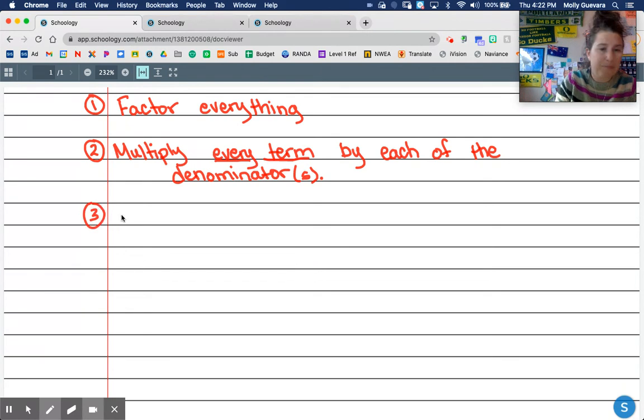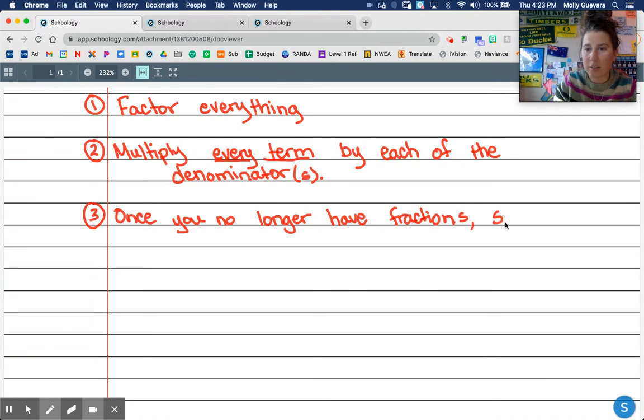Third step is nice and easy, right? You should get to a point where you no longer have fractions in your equations. So once you no longer have fractions, you're just going to simplify and solve. It's just going to be a normal equation that we know how to solve. We're going to simplify and solve.